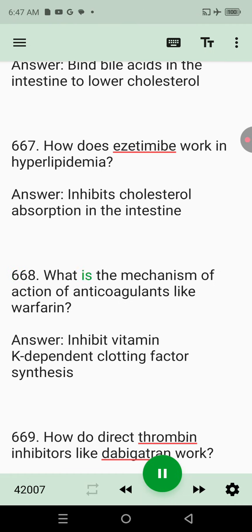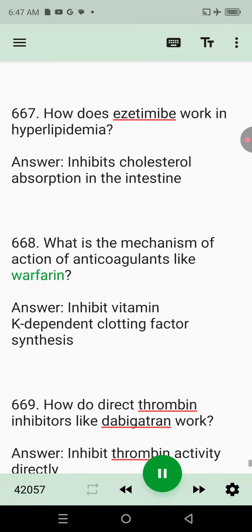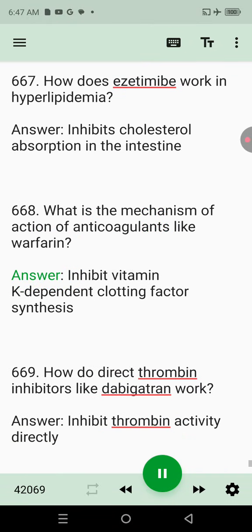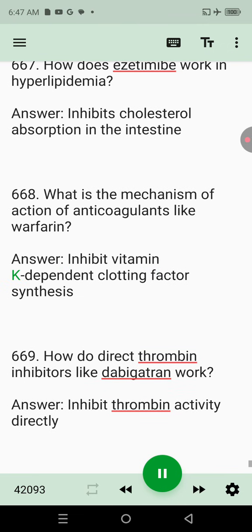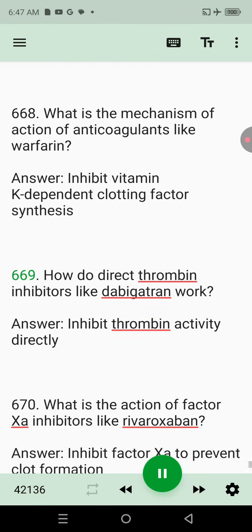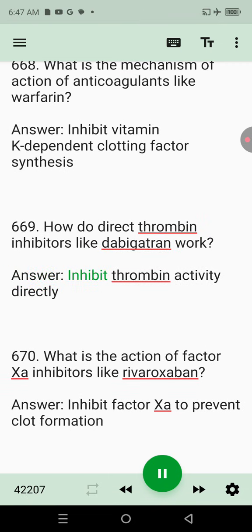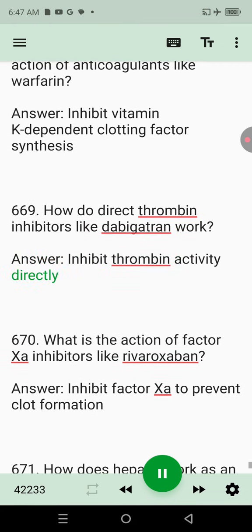668. What is the mechanism of action of anticoagulants like warfarin? Answer. Inhibit vitamin K dependent clotting factor synthesis. 669. How do direct thrombin inhibitors like dabigatran work? Answer. Inhibit thrombin activity directly.